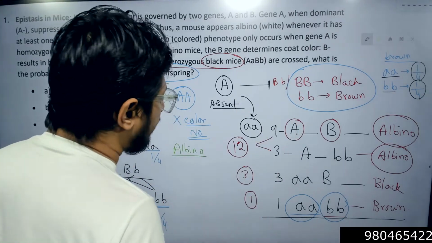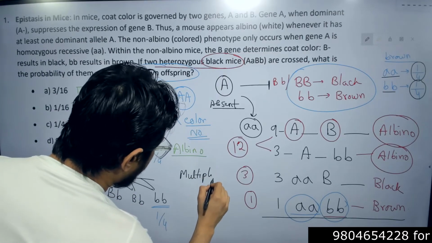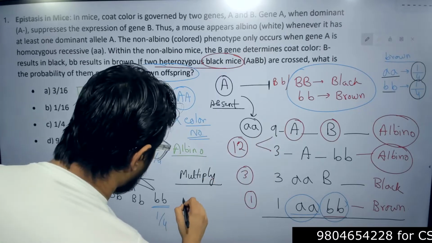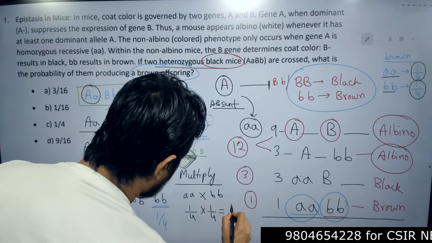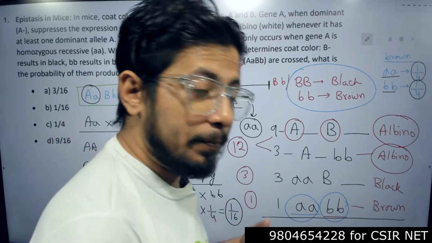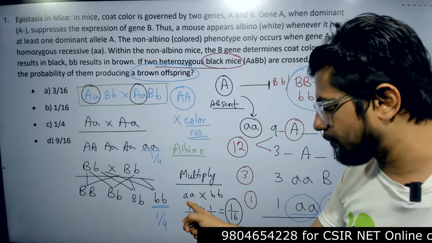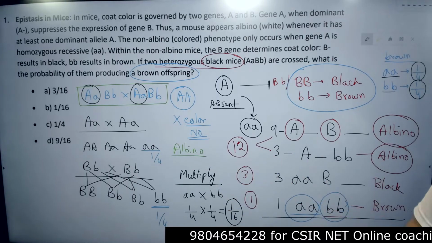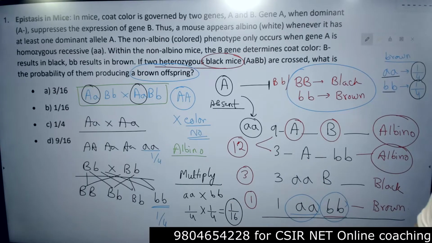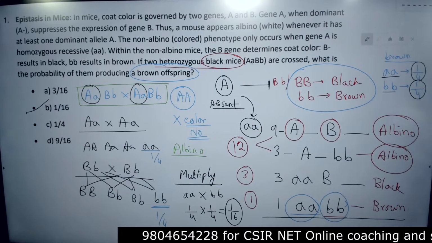So to get a total probability we need to apply the rule of multiplication. We need to multiply the probability of A and the probability of B, which is 1 out of 4 into 1 out of 4, so 1 out of 16 is your answer. The answer is 1 out of 16 because we need to multiply both probabilities: the probability of small a, 1 out of 4, and the probability of small b, another 1 out of 4. So option B, 1 out of 16, is the correct answer for this question.